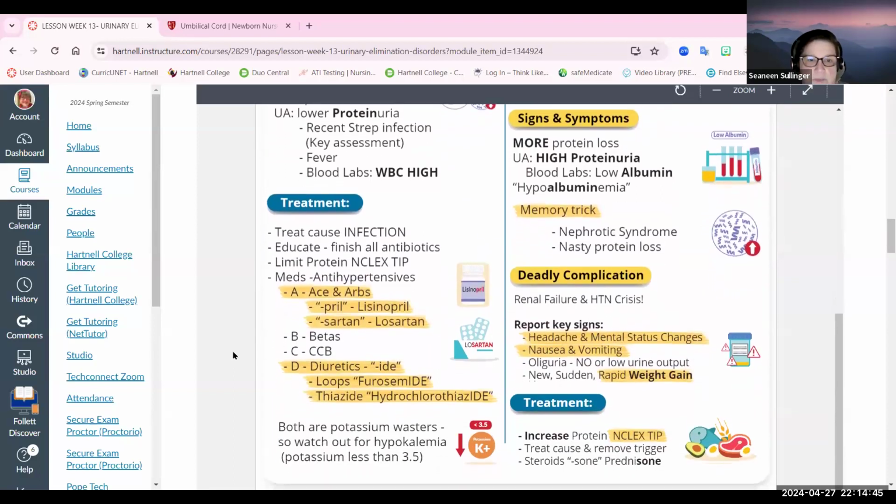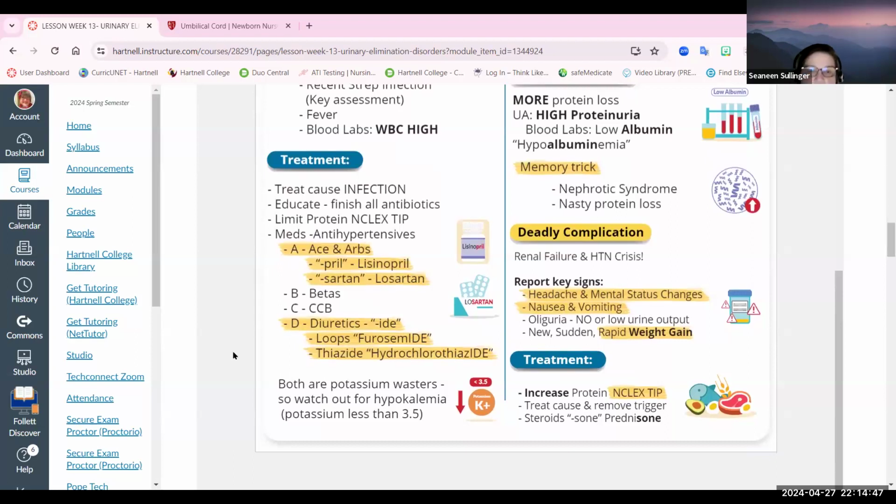Different medications that you might see. Remember, those medications are potassium wasters, so watch for your hypokalemia. And we don't necessarily want to limit protein. We just don't want to have high protein. Definitely want to treat the infection.